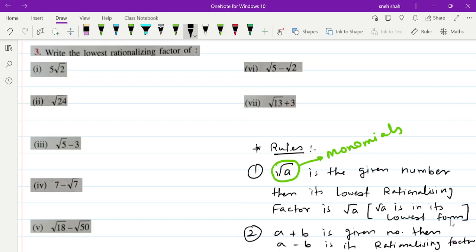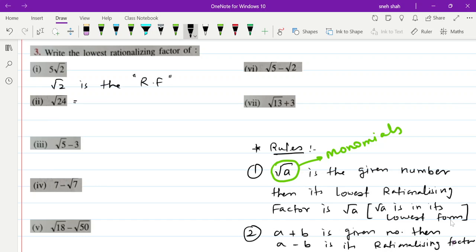Like in the first question, we have been given the number 5 root 2. As we discussed in rule 1, a rationalizing factor is needed only for the irrational part of the number, which is root 2 in this case. That root 2 is a monomial and it is in the simplest form. So 5 root 2 will have the rationalizing factor root 2 itself, from rule number 1. So the answer is root 2 is the rationalizing factor.